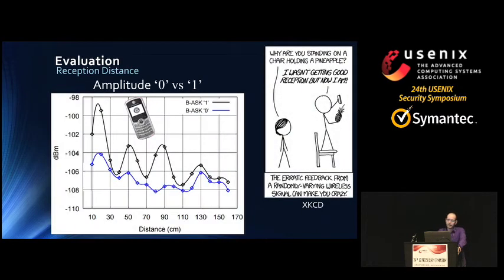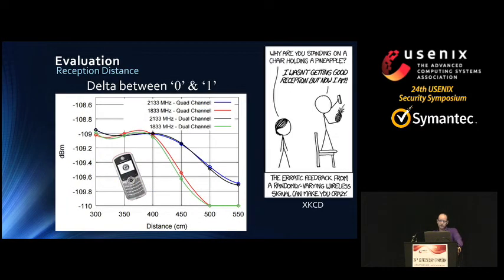So amplitude: here we're looking at the amplitude signal levels between a 0 and a 1, specifically with the Motorola C123. And we actually got a distance of about 170 centimeters. We got a quite decent signal, which is about the distance if you would put your phone on a desk next to the computer, or if you were in close proximity.